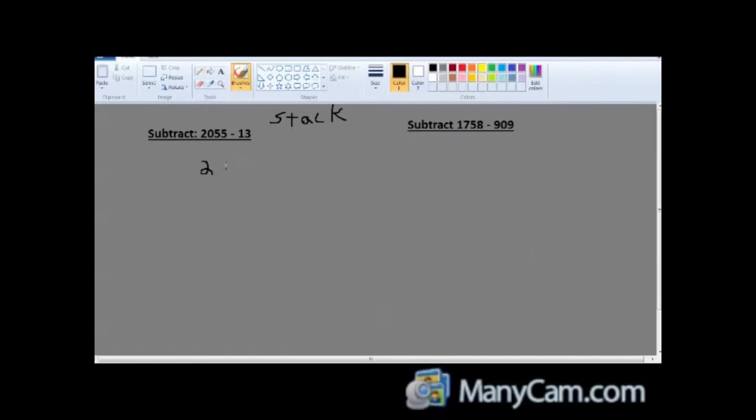So we have 2055 and we're going to subtract 13. Remember the stack method, we're not going to hang it over. And we're going to subtract that, and we're going to get our answer. Now, so you can visually see it, I'm going to box these.